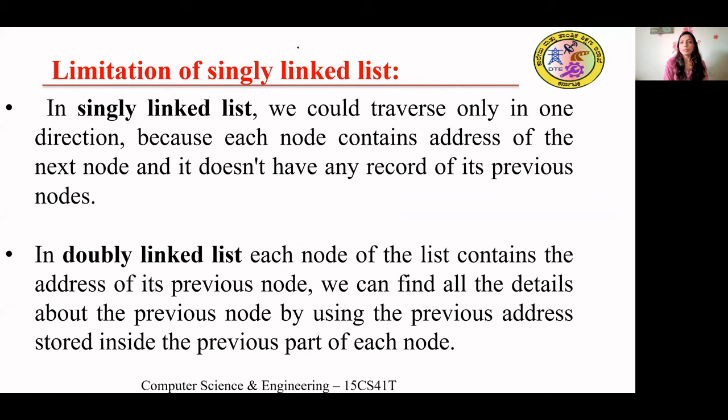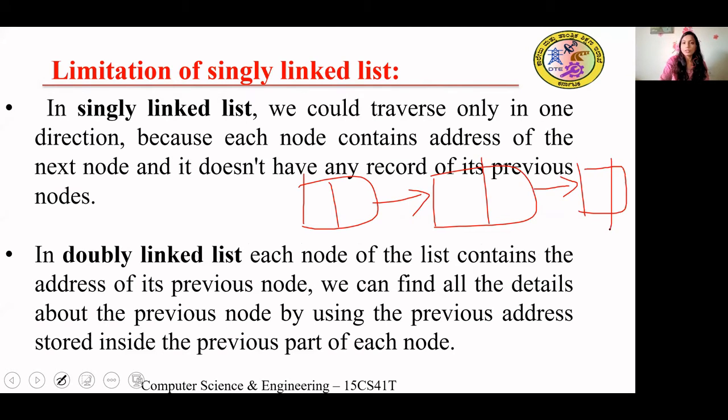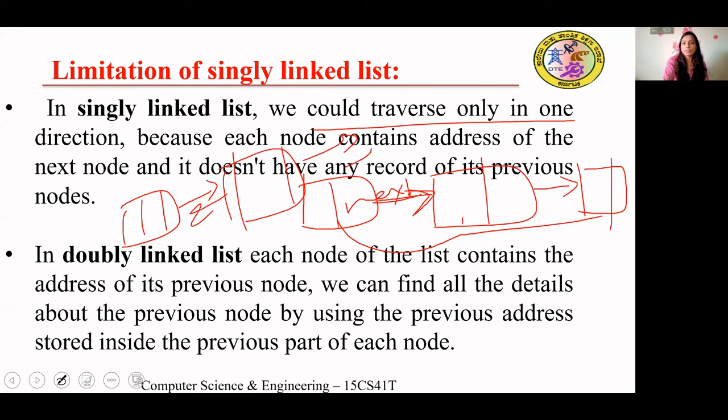So let's see what the limitation of a singly linked list is. What was the limitation of the singly linked list? Can anyone tell? Okay, we could traverse in only one direction. Only one direction we could go because we had only the address of the next node. Yes or no? We cannot go to the previous node. In a doubly linked list, what will happen? We have the address of the next node as well as the previous node. Yes or no? So if we are here, we can go to the next node as well as the previous node. That is the difference.